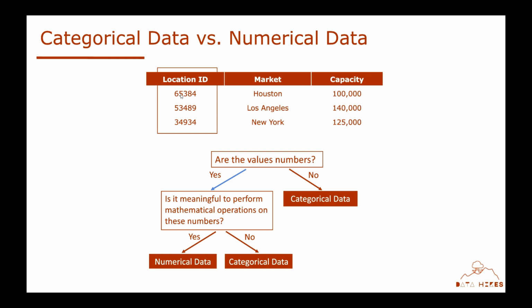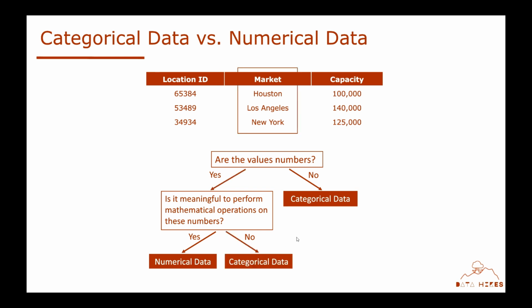Now these are just location IDs. I don't really see how performing mathematical operations on these makes any sense, because can you really tell me anything if I say, hey, give me the value of 53489 minus 34934? Adding these numbers doesn't really have any meaning. Hence, it is not meaningful to perform mathematical operations on these numbers. Hence, this data is still categorical data. We go down the path for the no.